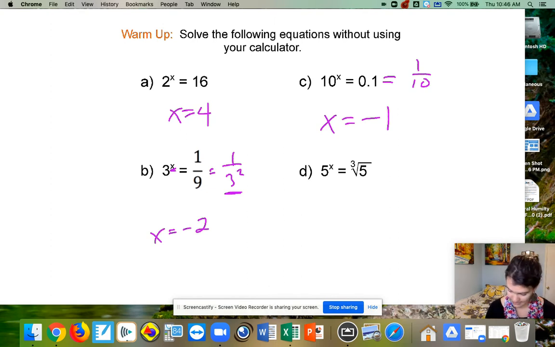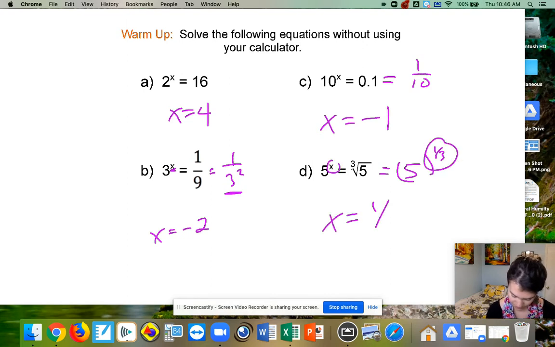Here we can rewrite our cube root of 5 as a fraction. So we do 5 to the 1/3. Well, then this x and this have to be the same. So x is 1/3.